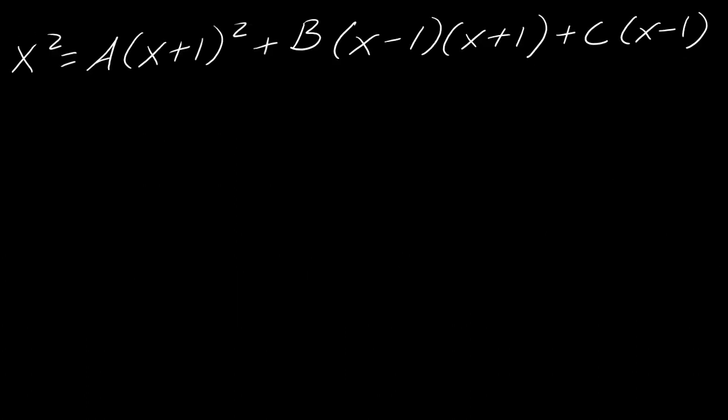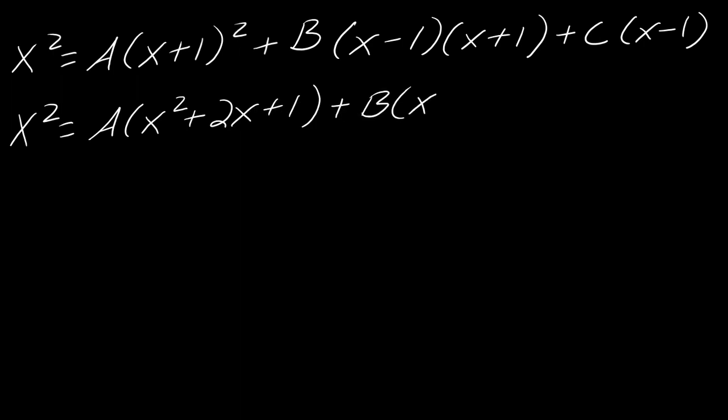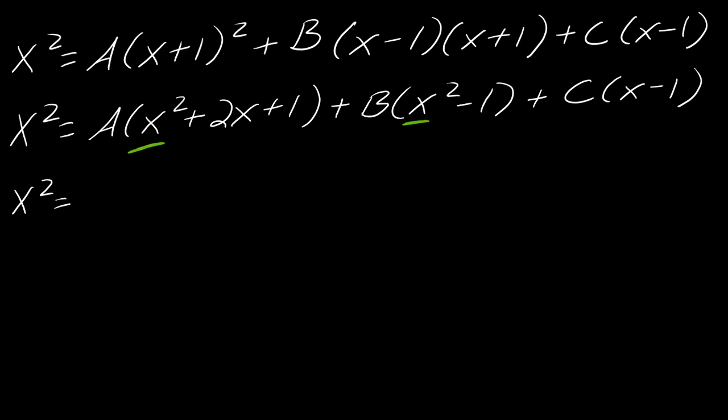Okay, so first things first, we've got to multiply everything out. So this will be x squared plus 2x plus 1. This will be x squared minus 1. And then this I don't have anything to multiply out. Okay, so now, remember that I'm going to leave the x squared here. So I want to first factor out all my x squareds. So I've got an x squared there and there. So if I factor out the x squareds, now I go through and I multiply.